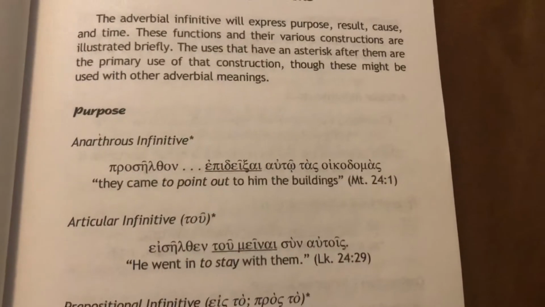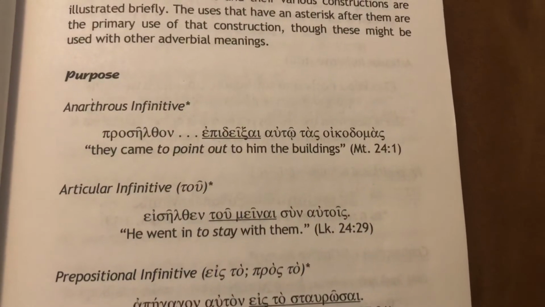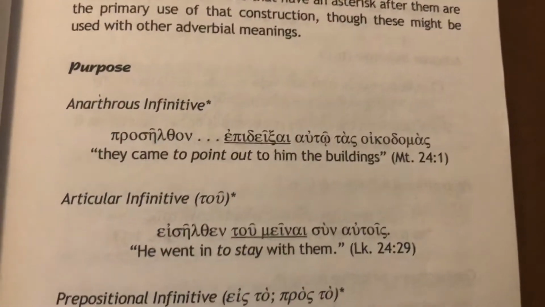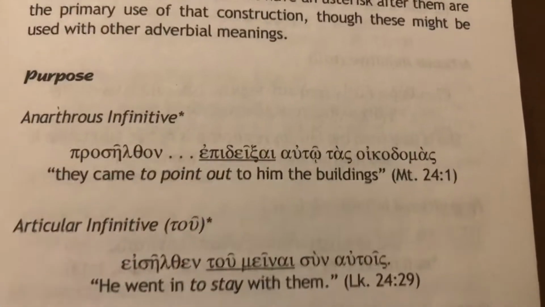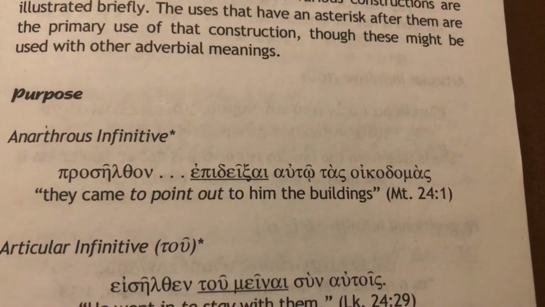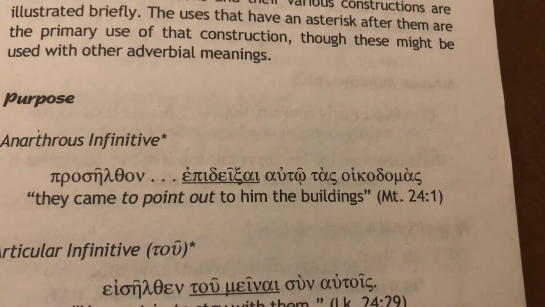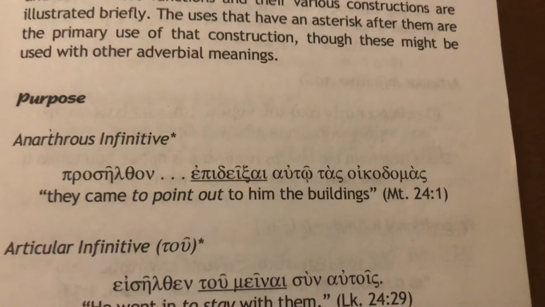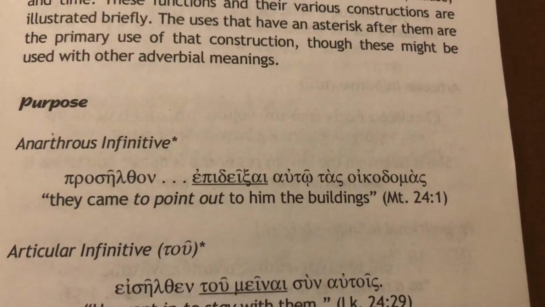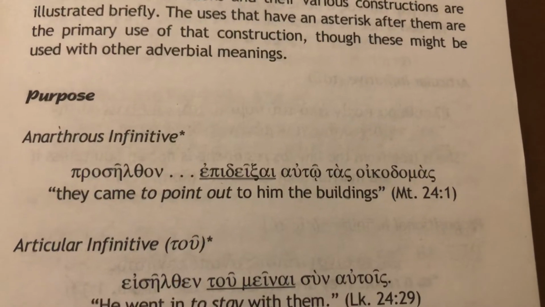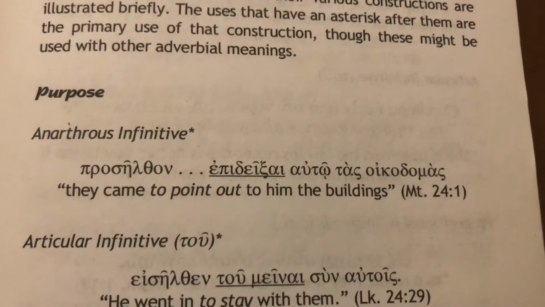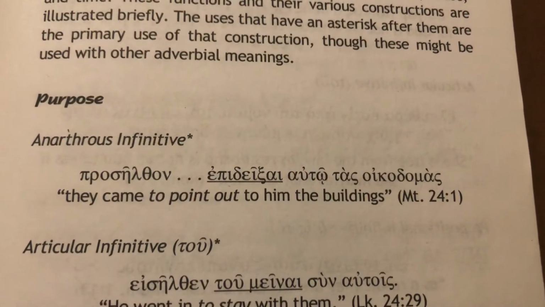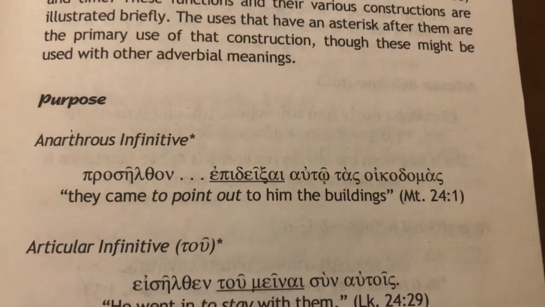For example, a purpose construct. So you can find one without an article. And here would be an example. It's from Matthew 24. Proselthon, epideixai, autō tas oikodomas. So this idea of the disciples pointing out to Jesus the buildings, they came to point out, because it's an infinitive, to him, to Jesus, the buildings.